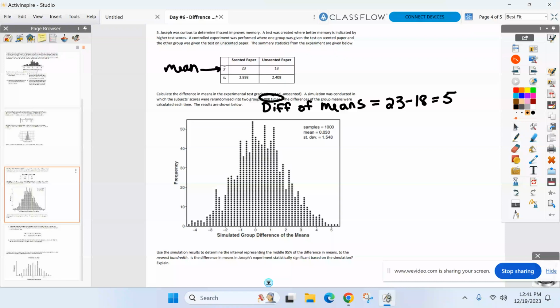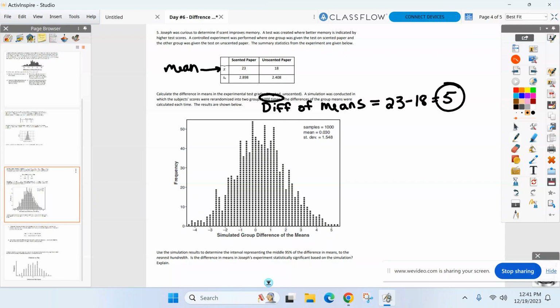And I want to know, where's our 5 fall? Is that part of the randomness in here? Or is it an extreme value? Because if it's an extreme value, it was because they had the scented paper that they did better. Versus all the values that were all random.